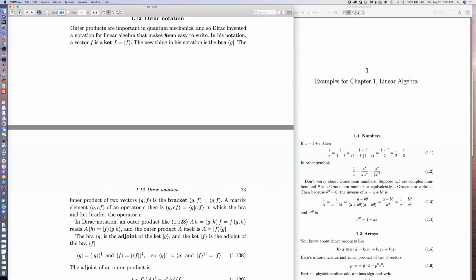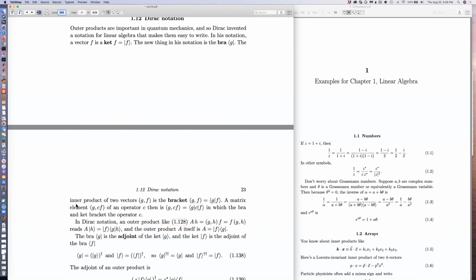So outer products occur all the time in quantum mechanics. And Dirac invented a notation for linear algebra that makes them easy to use. His notation for a vector, he called it a ket. And the new thing that he invented was the bra, G. The reason he chose these names is that if you consider the inner product of two vectors, the inner product of G with F, you get a bra with a ket. So it's the bra times the ket, like that.